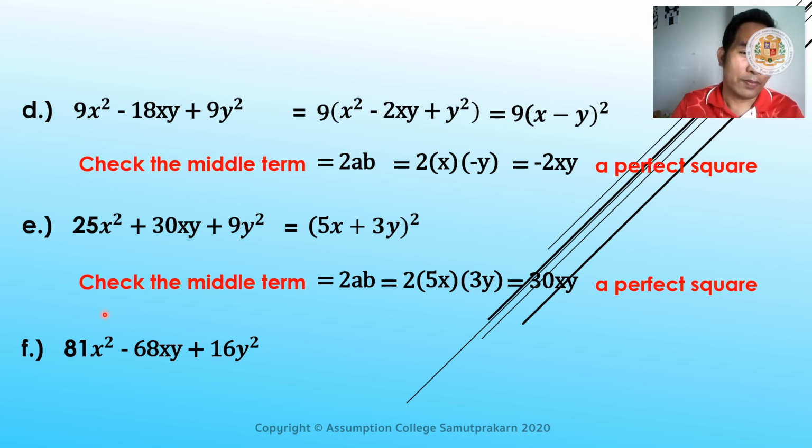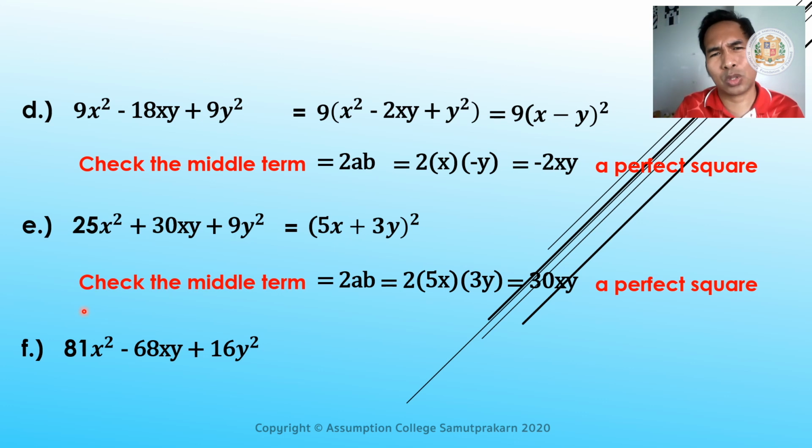Lastly, 81x squared minus 68xy plus 16y squared. Okay, so you cannot factor out anything because you cannot divide this by 2 and also not by 3. So we'll go this one.